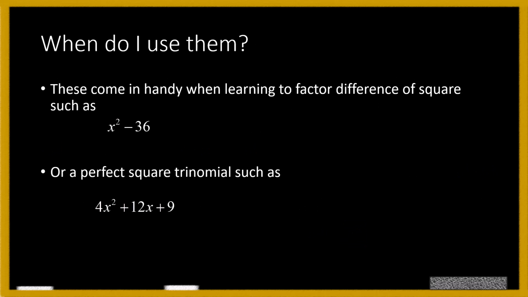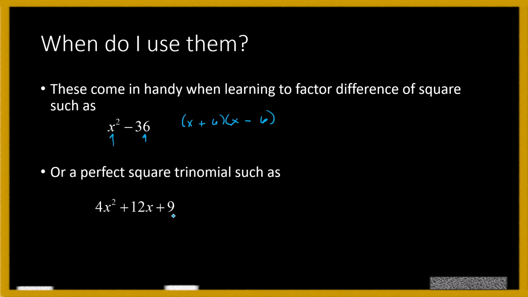So these will come in handy when learning to factor difference of squares such as x squared minus 36 or a perfect square trinomial such as 4x squared plus 12x plus 9. Because the difference of squares allows us to basically take the square root of the first and last term and put it into a formula that says if I take the first square x, the last number 36, square root is 6, the factoring is going to be x plus 6, x minus 6, and you can multiply that out yourself to see that it works.